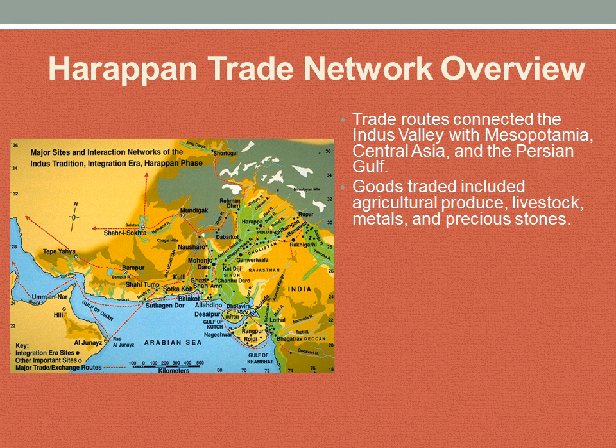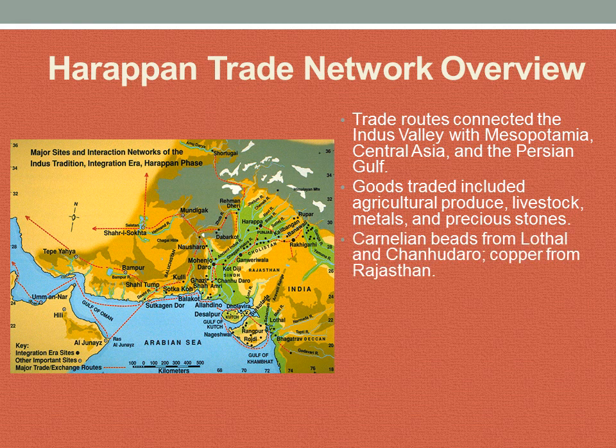Goods traded included agricultural produce, livestock, metals, and precious stones. So these were the main commodities of trade. Most of these civilizations had a high level of technical advancement in agriculture. Livestock means dealing in the form of animals. Metals means exchange of metallurgical technologies, and precious stones mainly involve beads of semi-precious stones like carnelian, lapis lazuli, etc.